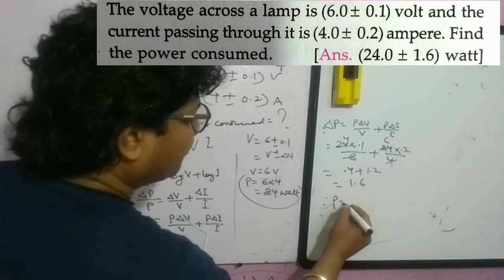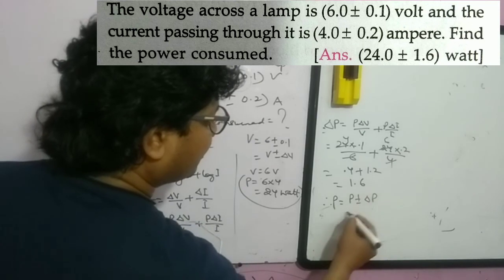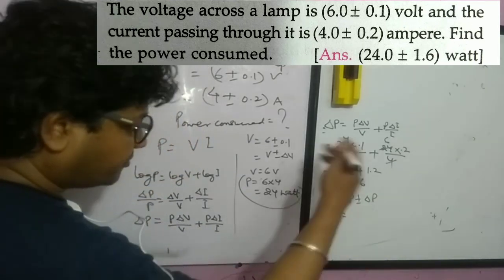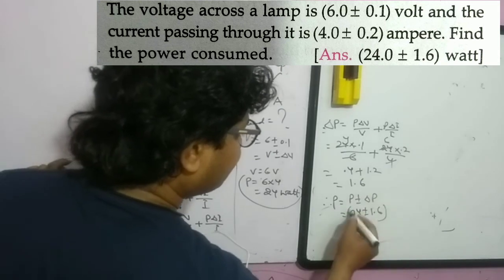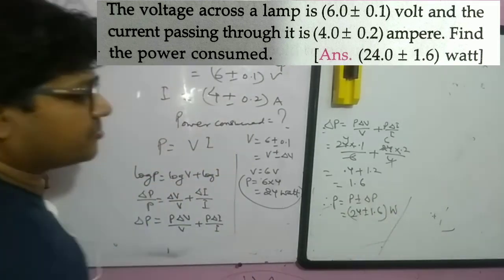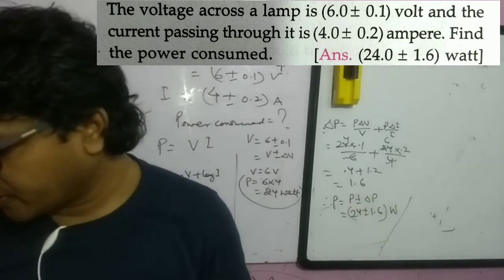So what is P? P is equal to P plus minus delta P, right? So we can write 24 plus minus 1.6 watt. This is your answer. 24 plus minus 1.6.